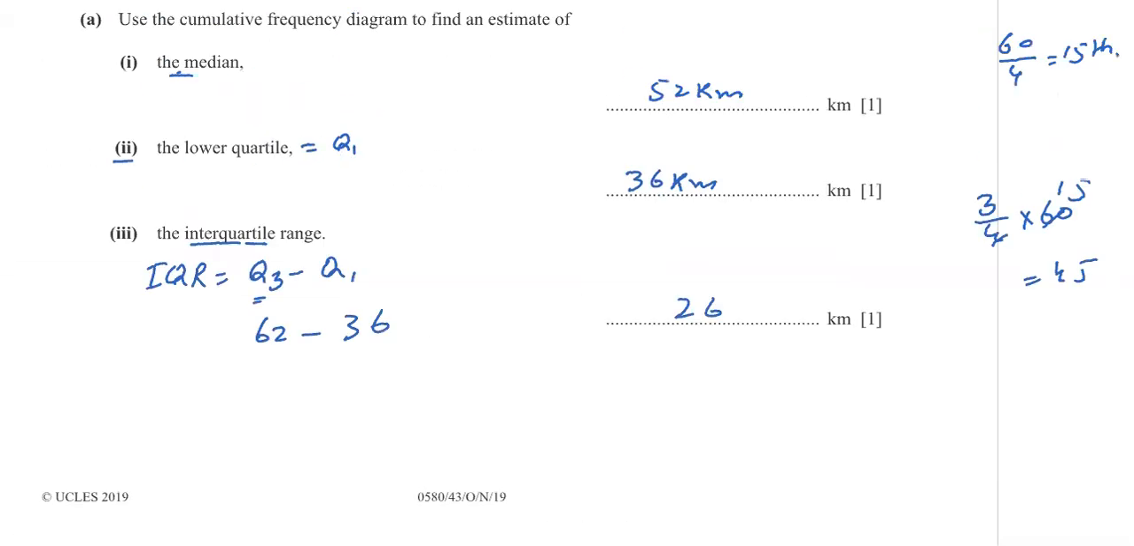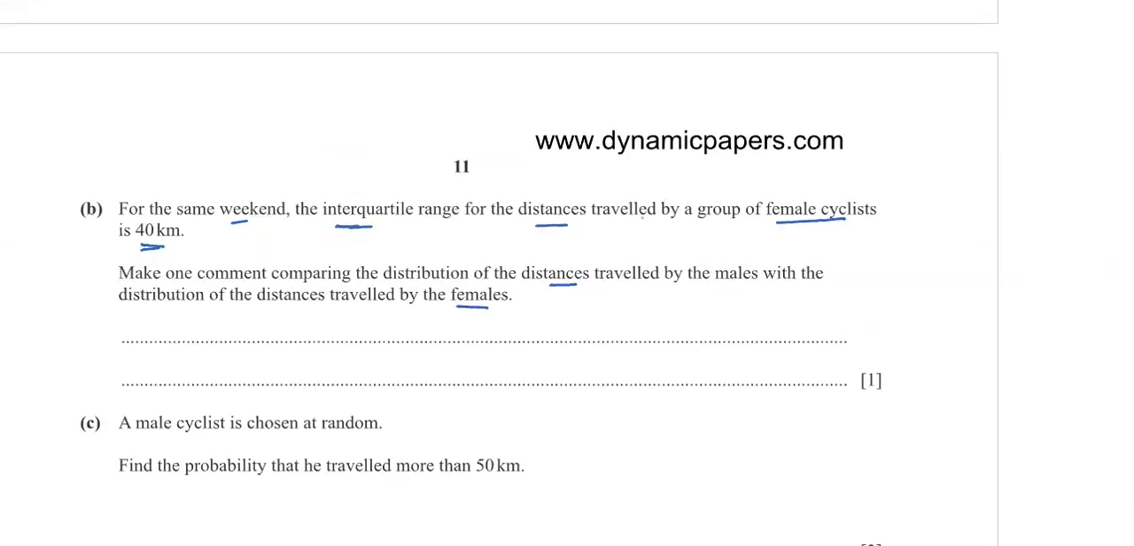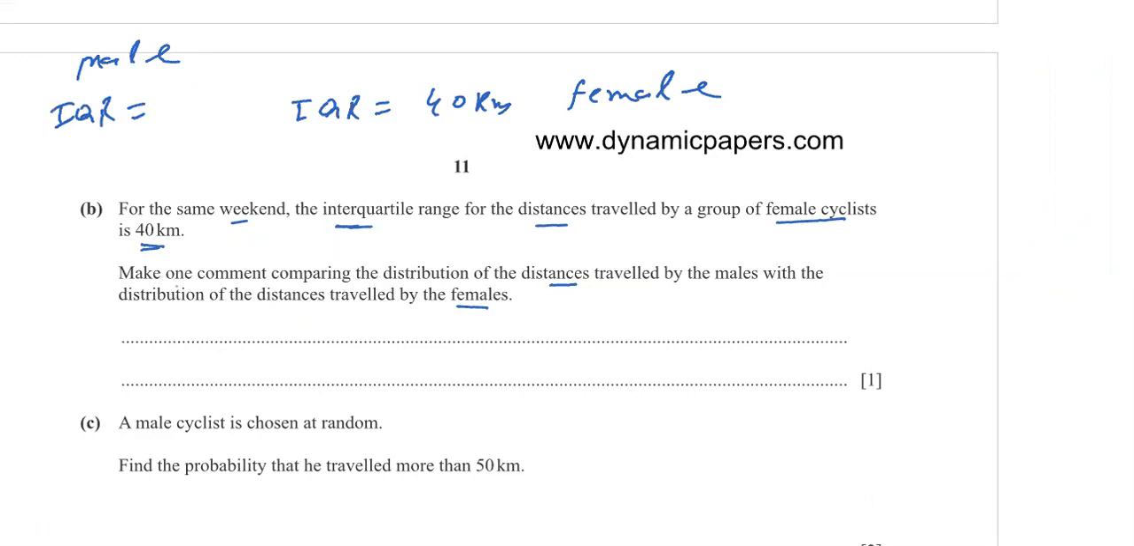Now, this curve is for the male, and we found that the interquartile range for this one is 26. For the female cyclists, the interquartile range is 40 kilometers. This is for the female, and for the male we found the interquartile range. I'm just writing this here so it will be easy for me, otherwise I need to go back each time. So for the male it is 26 kilometers. We have to make one comment comparing the distribution of the distances traveled by the male with the distribution of the distances traveled by the female.